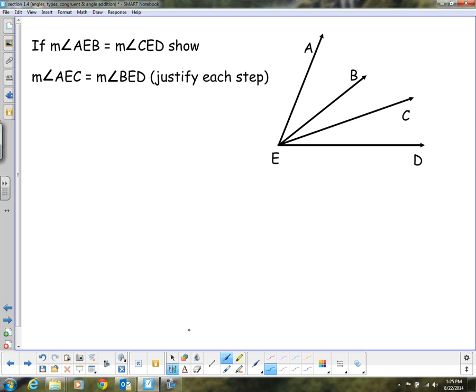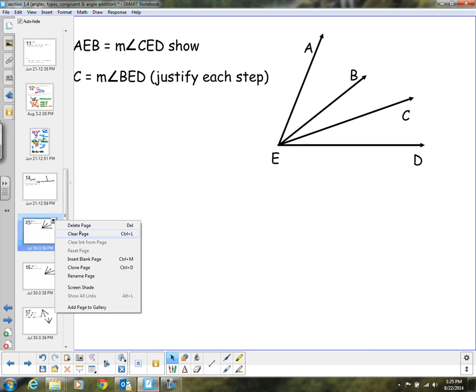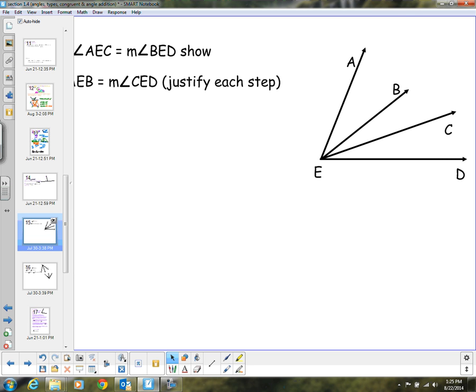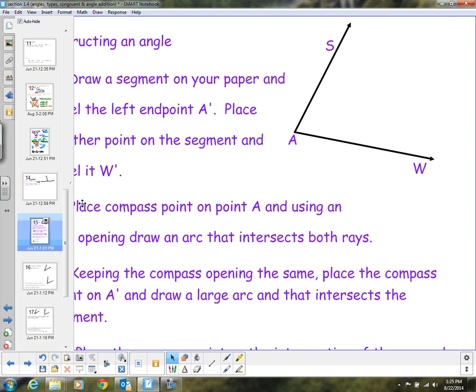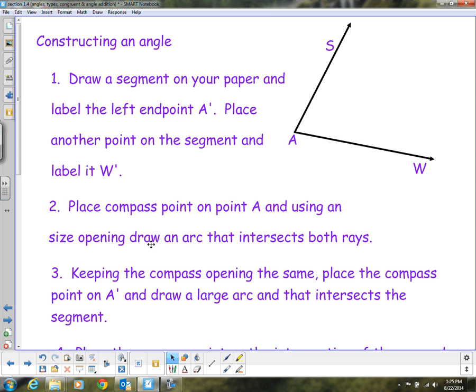These notes right here are for the honors classes. They're doing proofs, we are not. But what we are doing is we're going to construct an angle. So you're going to draw a segment on your paper and label the left end point A prime. We're going to place another point on this segment and label it W prime. So at this point, you will have this ray done.